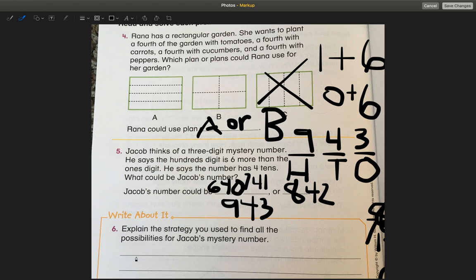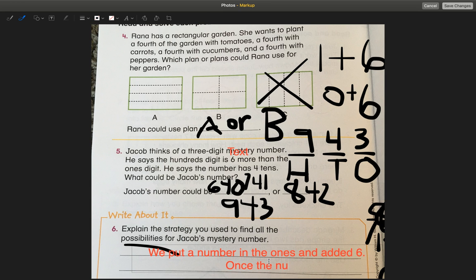Now, explain the strategy you used to find all the possibilities for Jacob's mystery number. Now, I'm not going to try to use my pen tool to do this because that would take me so long. So I'm just going to, actually, maybe it will let me. Nope. Okay, so I'm just going to explain. So what did we do? Well, we knew that the tens, I can put text right here. How perfect is that? Man, these computers are so nifty. So how did we figure it out? Well, we knew that the tens digit was the same, so that was easy. But the possibility as well, we put a number in the ones and added 6.